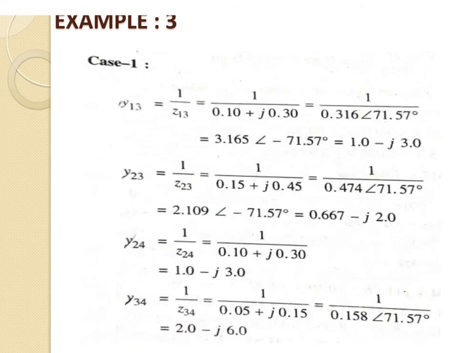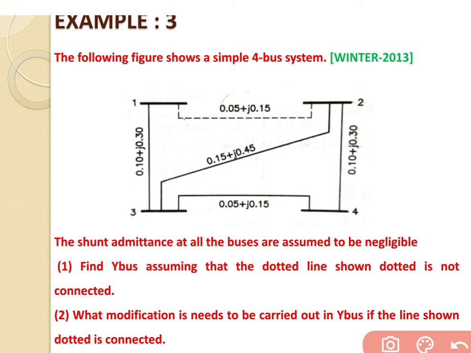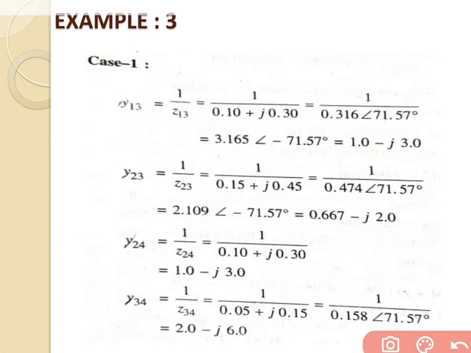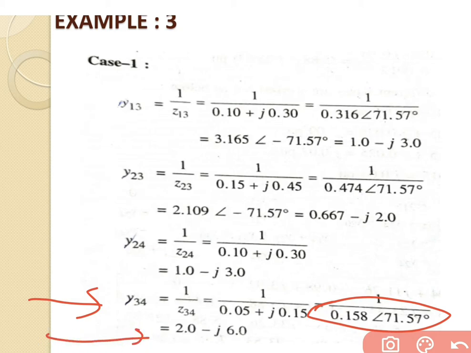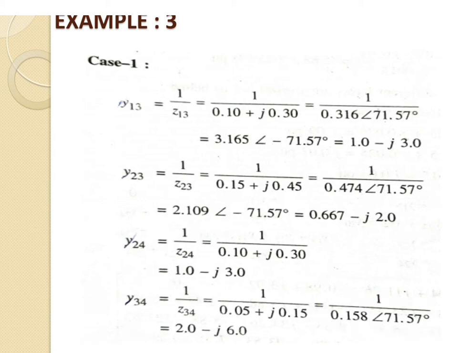Then the next term is y34. There is one line that is connected from 3 to 4 over here, and the impedance is 0.05 plus j 0.15. So y34 is equal to 1 upon z34, that is equal to 1 upon 0.05 plus j 0.15. Converting to polar form, 0.158 with an angle of 71.57 degrees. And the final answer converted to rectangular form is 2.0 minus j 6.0. So this is the answer for the self admittance.